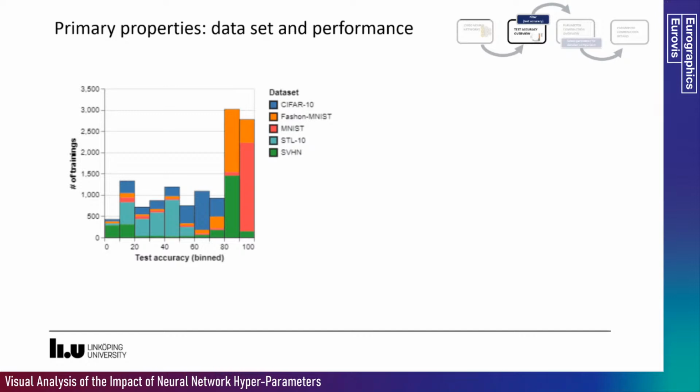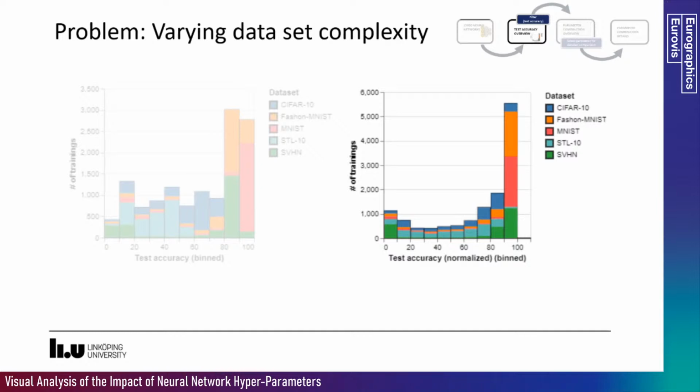For example, STL10 ranges between 0 and 60%, so it's not easy to compare or select good models for STL10 and MNIST at the same time. In order to enable such a comparison, we perform a linear per dataset normalization. This results in a normalized plot where the user now can select the best or worst models for multiple datasets at the same time. For example, selecting the 90 to 100% range would filter out the models performing best. Additionally, one or more datasets can be selected for isolated analysis.